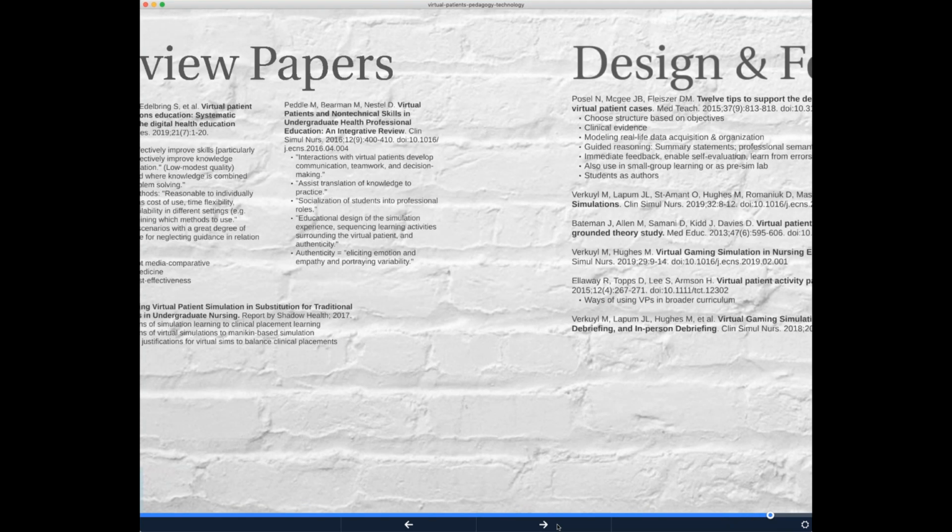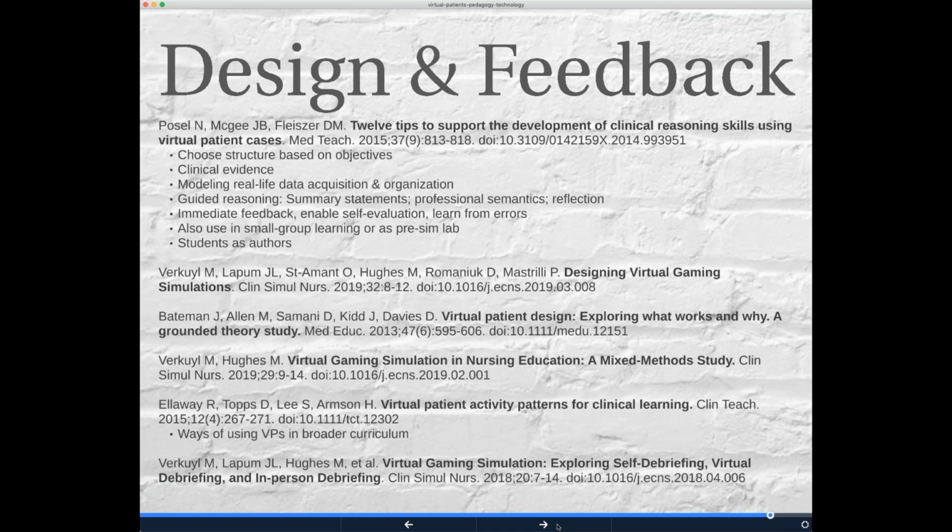The other bit of research I wanted to summarize was research around the design of virtual patients and some feedback. There's a really nice paper written by Nancy Posel, who's at McGill in Montreal, 12 tips to support the development of clinical reasoning skills. And they go through a number of different considerations that could help you choose not only what platform to use, but how to build the case, how to build in feedback, how to structure it as part of a bigger curriculum.